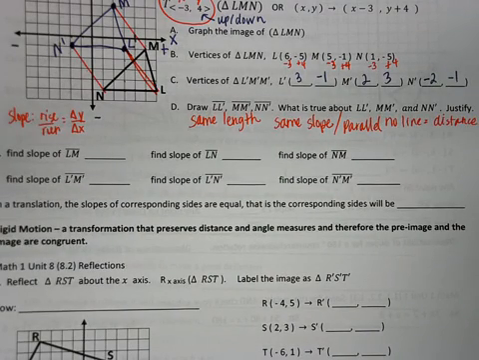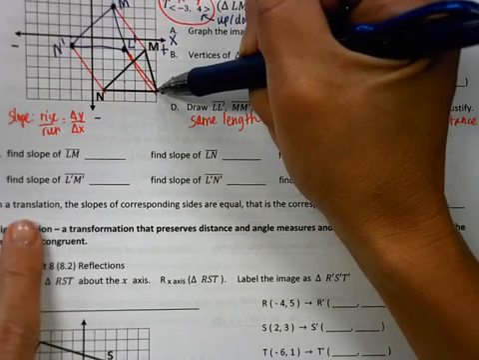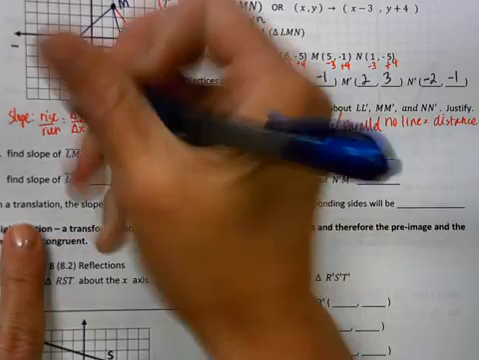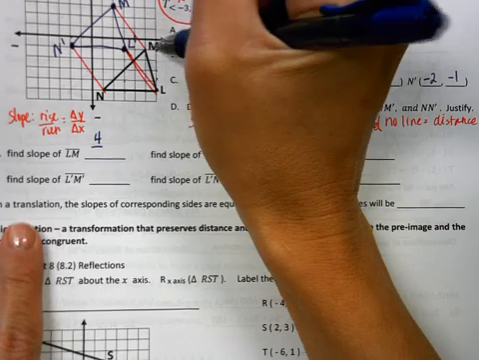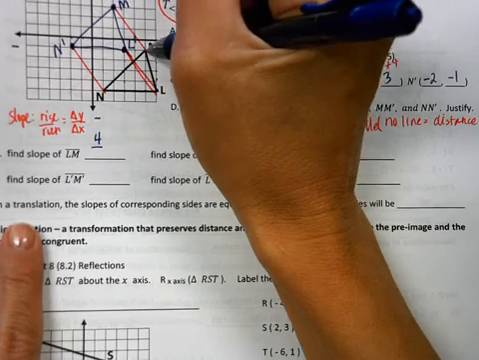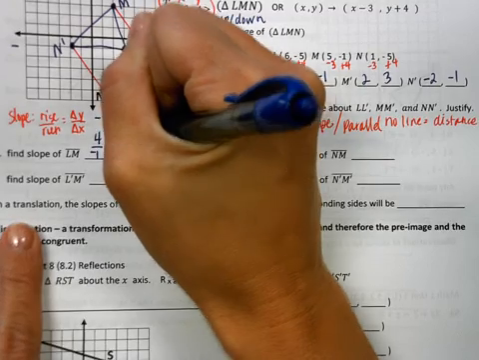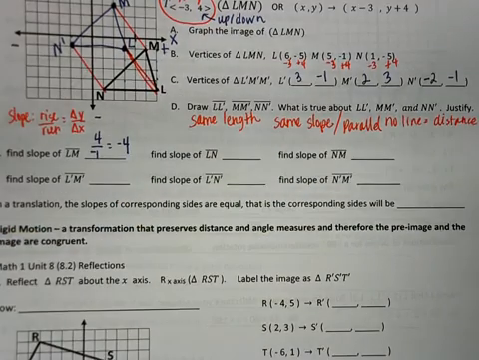Okay? So for LM, the easiest way is to count. So the rise value is 1, 2, 3, 4. So that's 4 over, and we go left 1. Good. So that would be -1. So when you reduce that, it is -4.